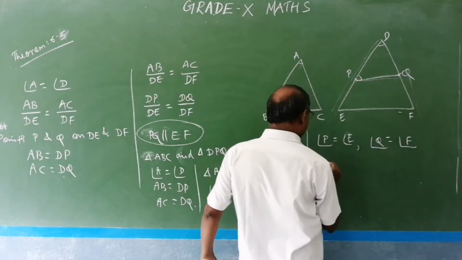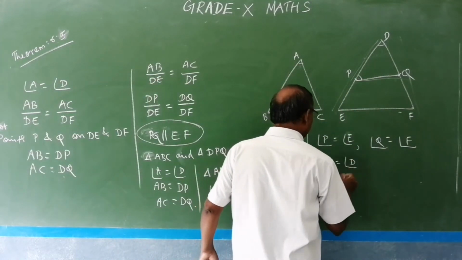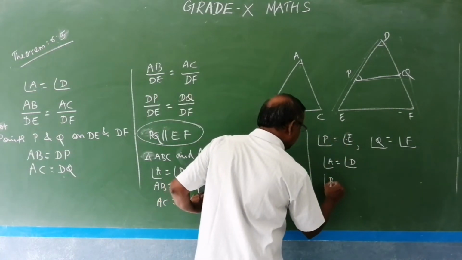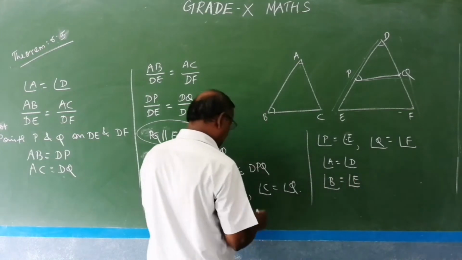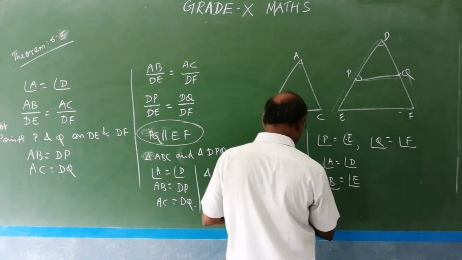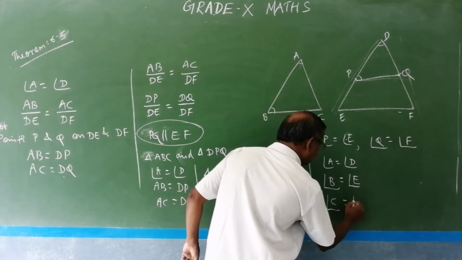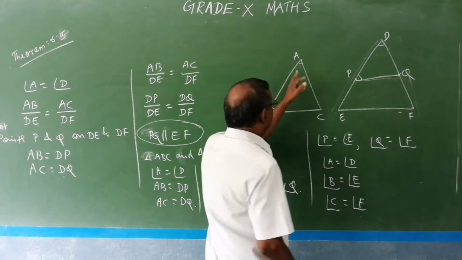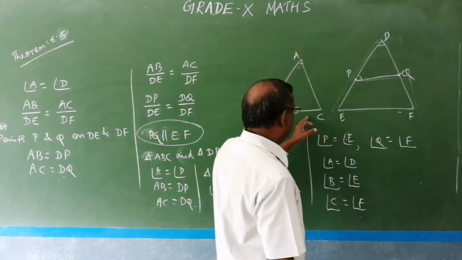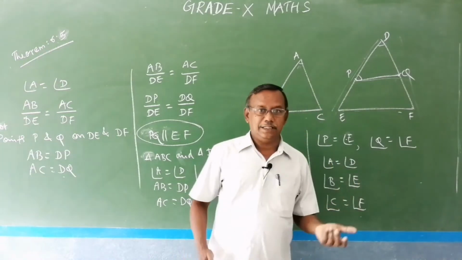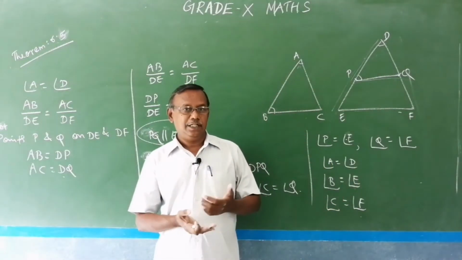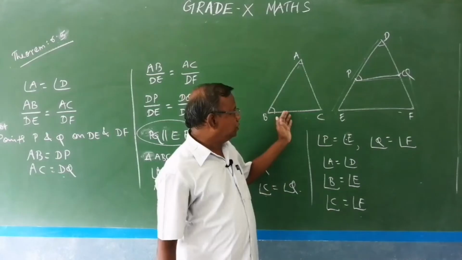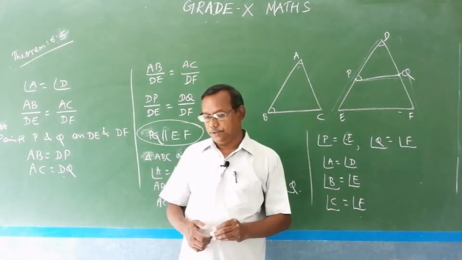So finally we can say we are given that angle A equals angle D. Further, angle B equals angle P means angle B equals angle E, and angle C equals angle Q means angle C equals angle F. So the sides are proportional as well as angle A equals D, B equals E and C equals F. So it satisfies the conditions for similarity of triangles, that is the corresponding angles are equal and the corresponding sides are proportional, then these two triangles are similar to each other.